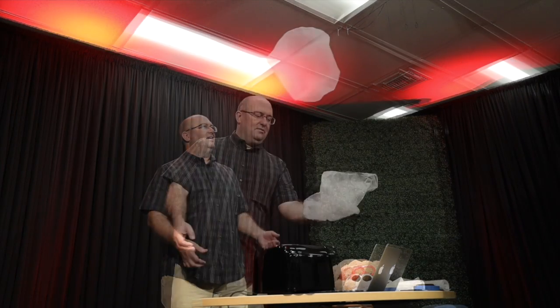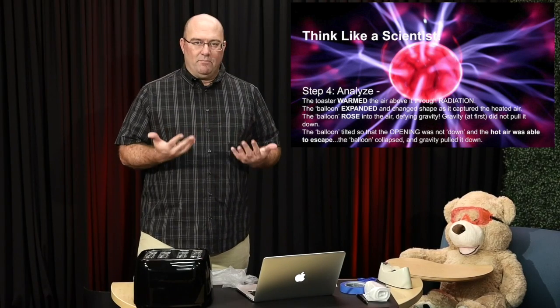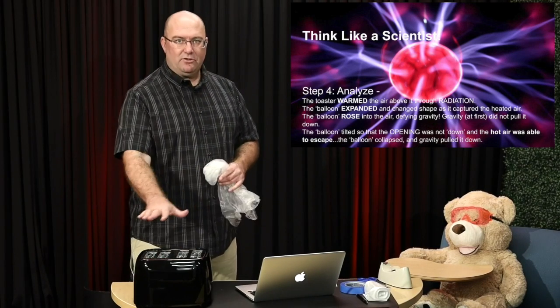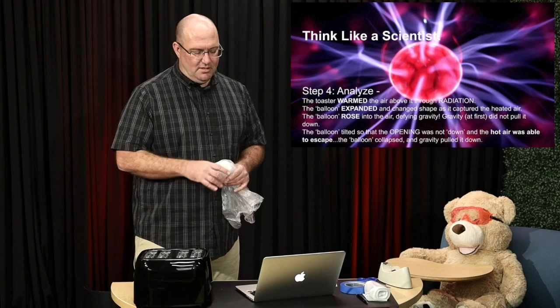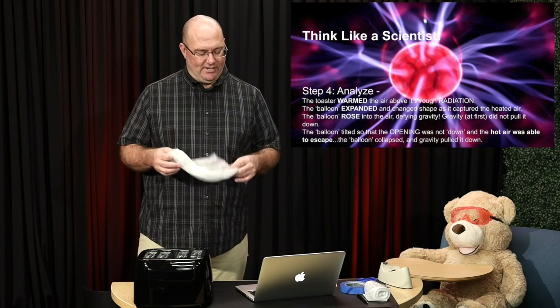it did go pretty far, but you'll notice that the next part of being like a scientist is to analyze. We have to ask what happened. So we come up with 4 different things that happened in that quick experiment. We noticed, and I have them here in this slide, that the toaster warmed the air above it through radiation. It can still feel the heat. The balloon expanded and changed shape as it captured the heated air.